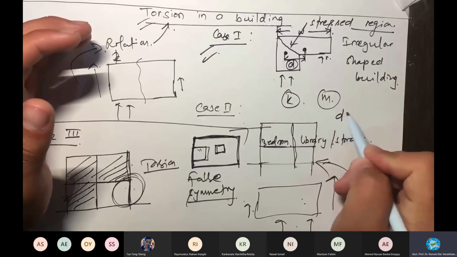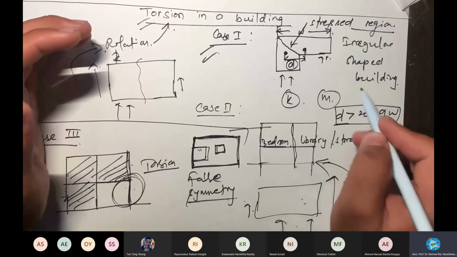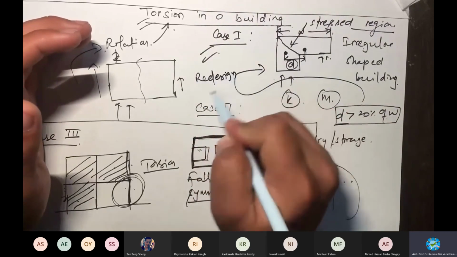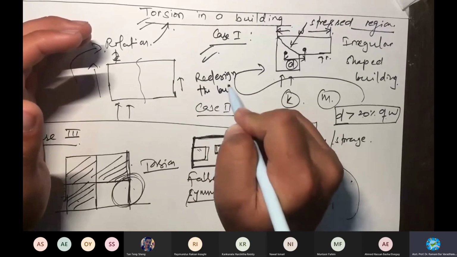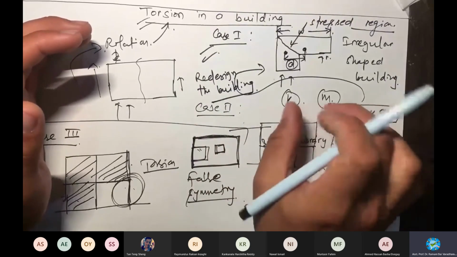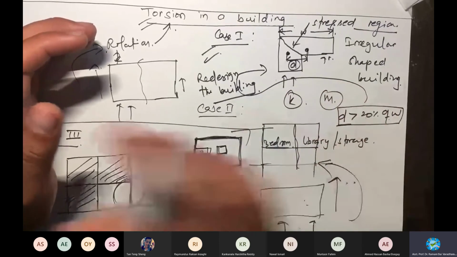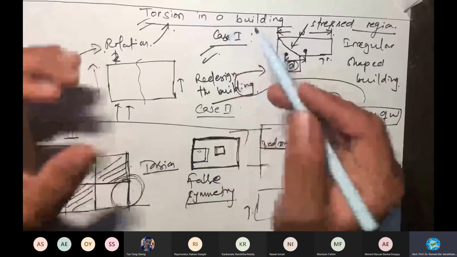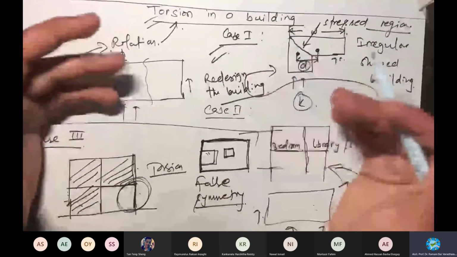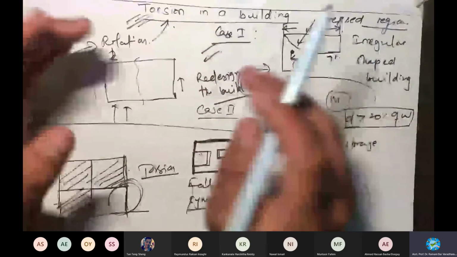All right, so if D is greater than 20% of W, in this case we have to redesign this building. So redesign the building. This building will fail in torsion in such a situation. So you have to check the distance between the center of rigidity and the center of mass. If this torsion is not considered while designing the building, then there might be severe damages seen in a building. So you must always consider the torsion in a building while designing it.